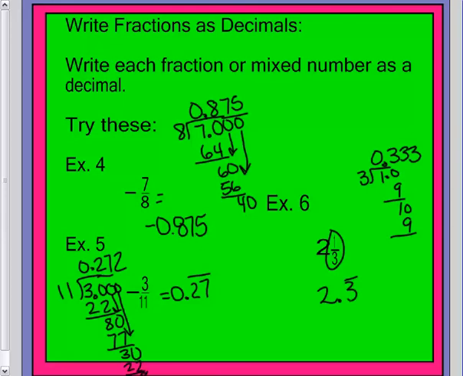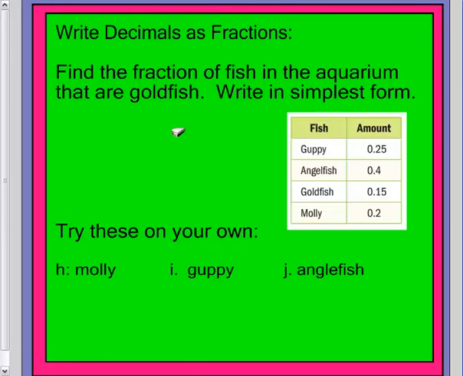All right, let's look at one more example. Find the fraction of fish in the aquarium that are goldfish. Make sure to write them in simplest form. Okay, so now we're changing these from decimals into fractions. Okay, so I want you to try each one of these. Pause the video, go for it. I'm going to show you the answers, so make sure it paused.